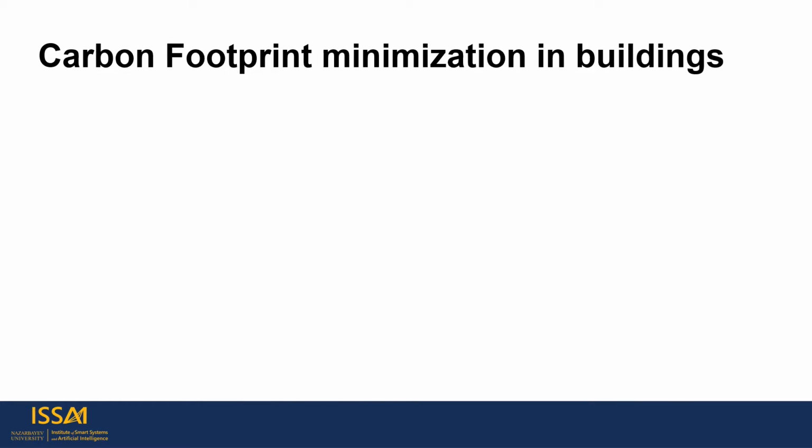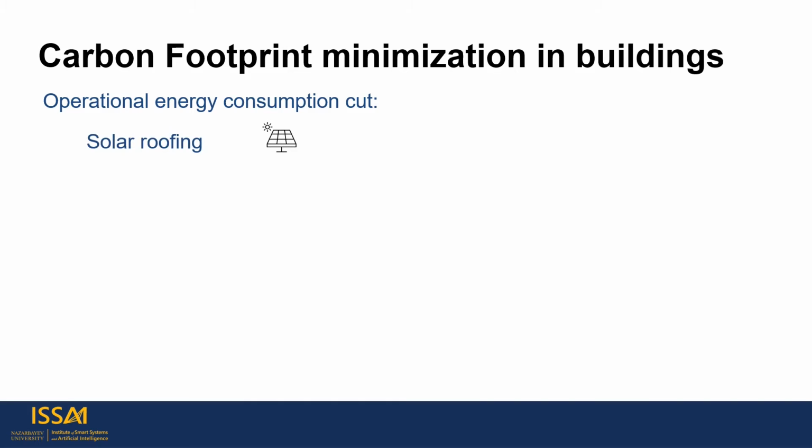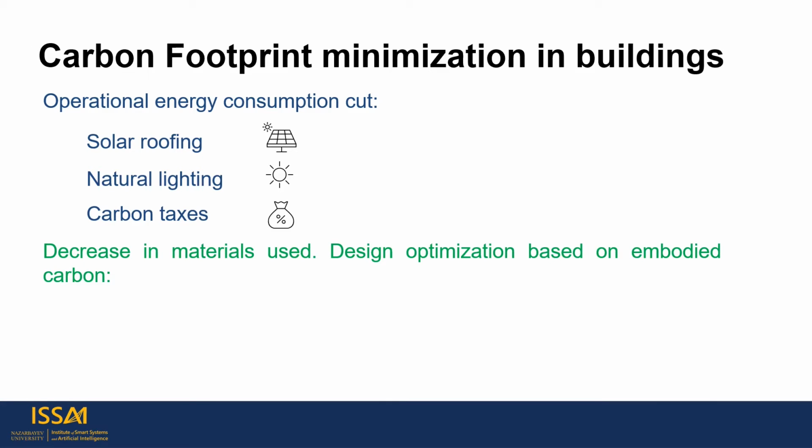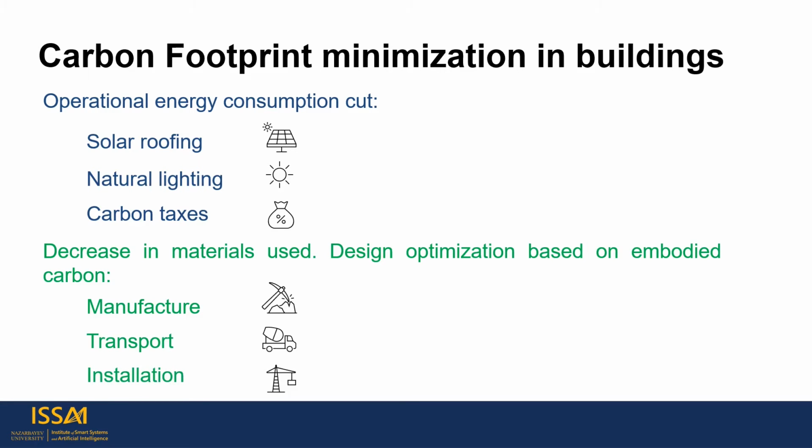To minimize these numbers, there are two main strategies that can be implemented. The first one is reducing the operational energy consumption using solar roofing, natural lighting, carbon taxes, etc. And the second one is the reduction of the materials used based on the design optimization considering the embodied carbon of the main structure. Embodied carbon associated with certain materials accounts for the carbon emitted during manufacture, transport, and installation. Since cement in the reinforced concrete composes around a third of emitted CO2 coming from all construction materials, we focused on RC rectangular columns.